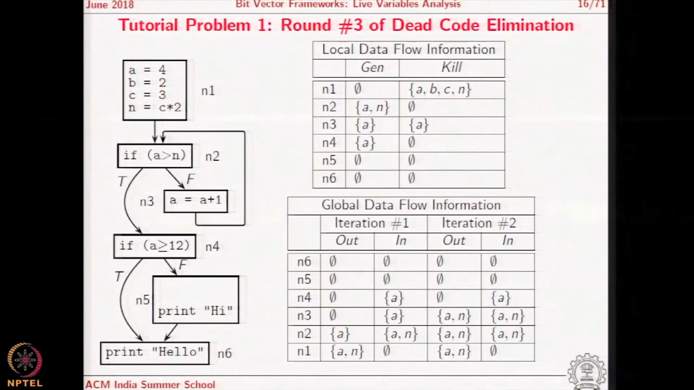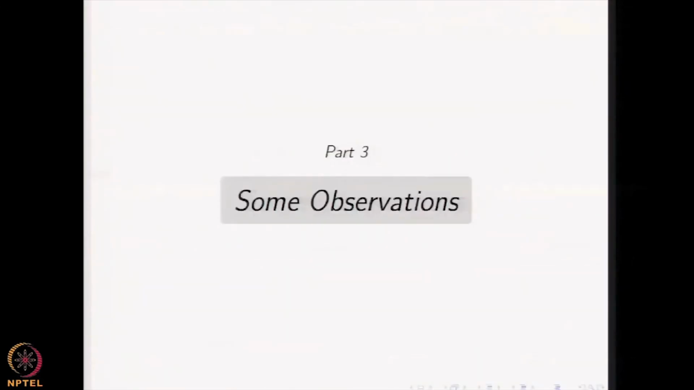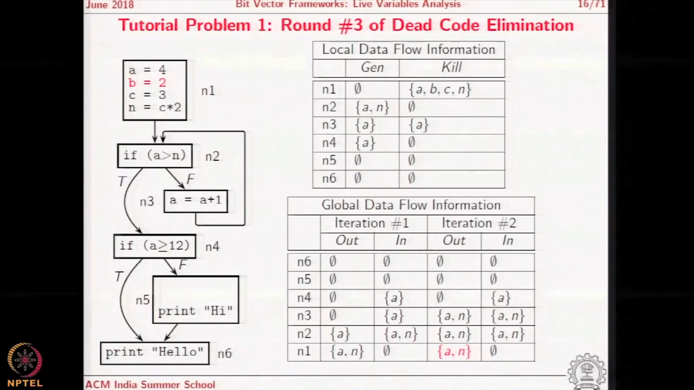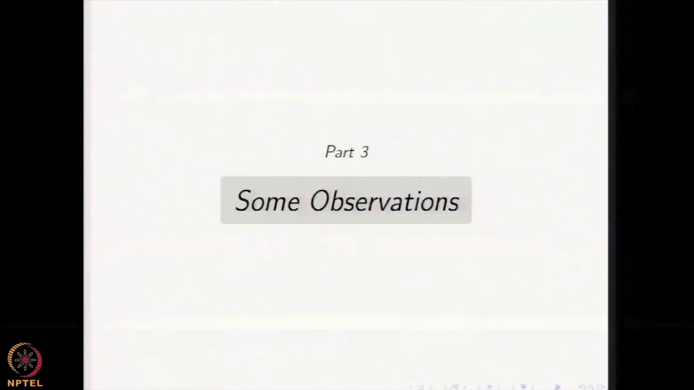So, this was liveness analysis, and now we have here at N1, A and N are live, B and C are not required. So, we can get rid of those two assignments as well. So, this is how we can use liveness analysis. So, let us make some observations. Now, let us try to generalize.